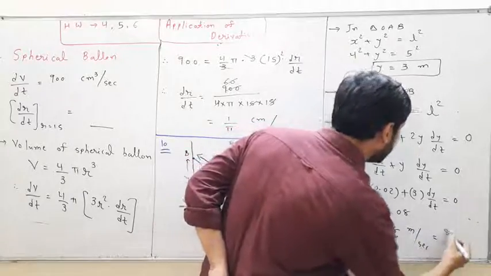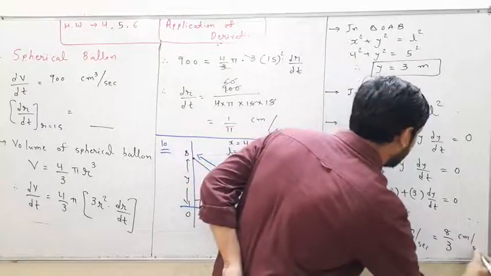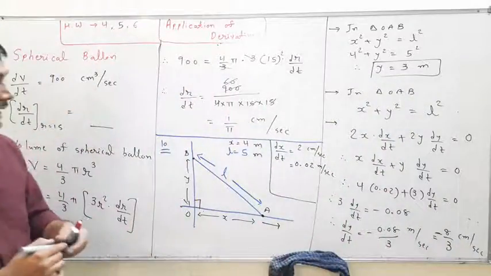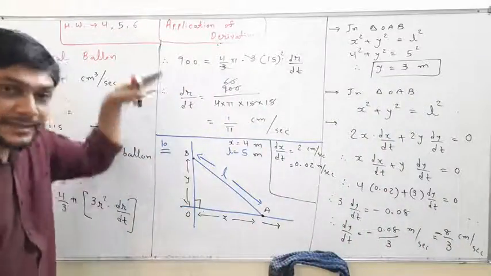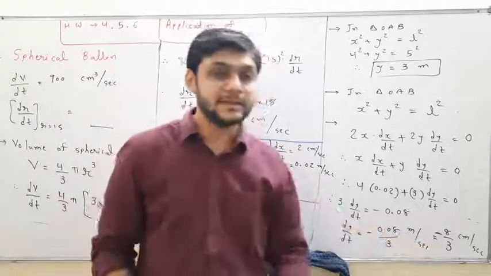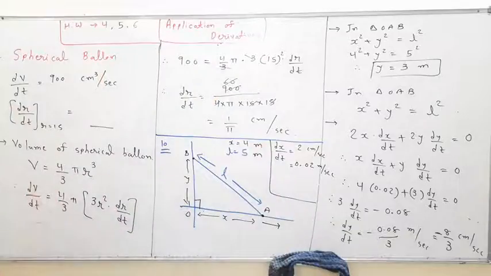So I can write it is 8 by 3 centimeter per second, minus. Minus represents that the value of y will be decreasing. The height will decrease, so that is minus. So dy by dt is minus 8 by 3 centimeter per second.